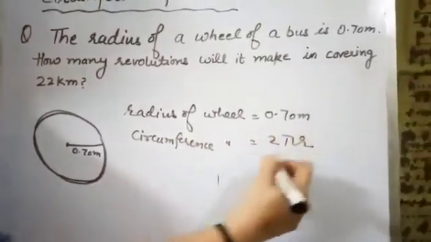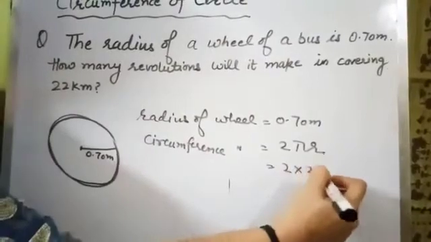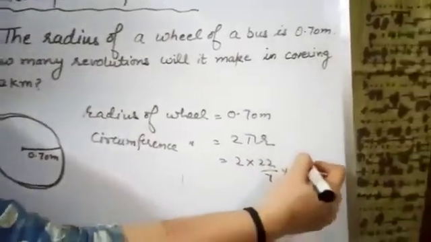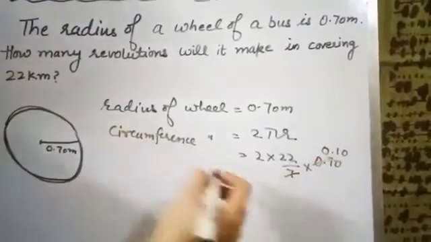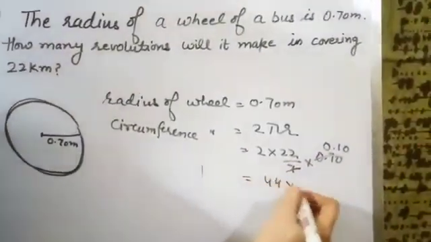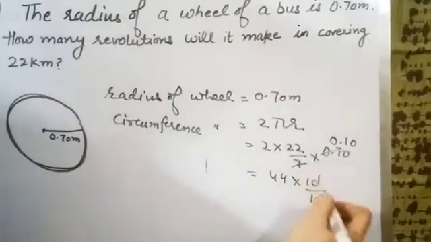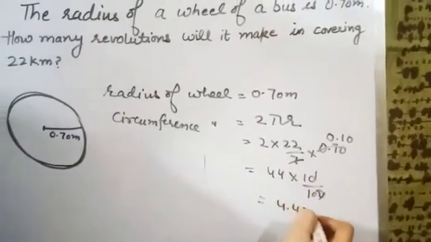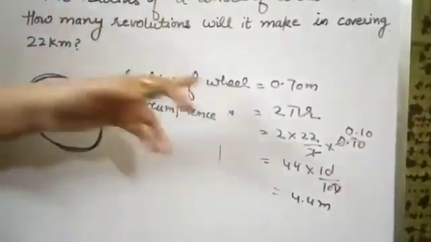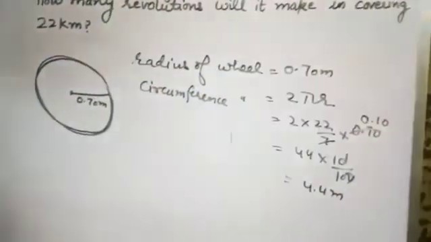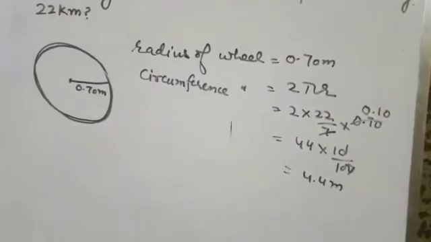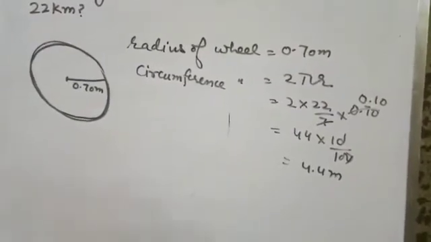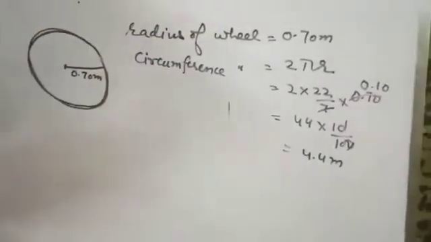2 pi r. 2 into 22/7 into 0.70, 0.10. If you want to solve it like this, 10/100, you can do it. It's 4.4 meter. It's your wish. If you want to write it as 7/10, 70/100, and then simplify it, it's up to you how you are going to solve it. Now, we have taken out the distance covered by the wheel in one round.